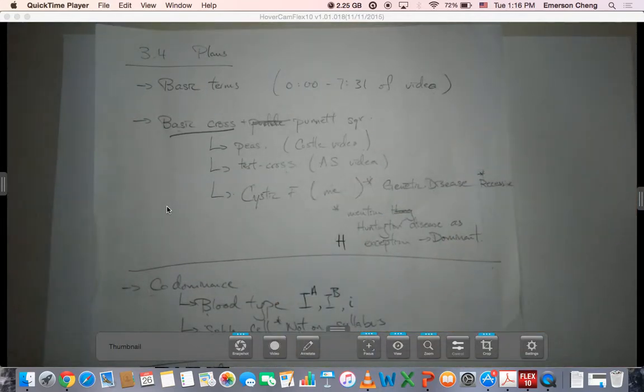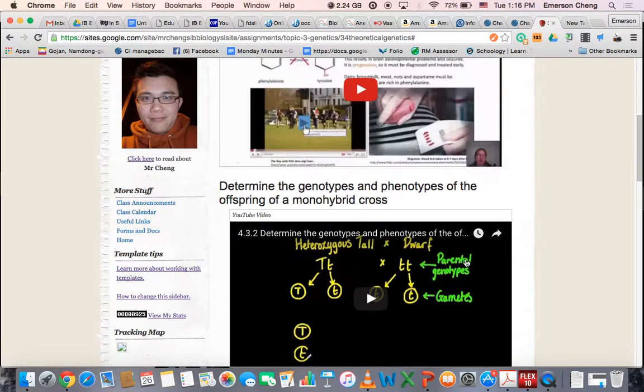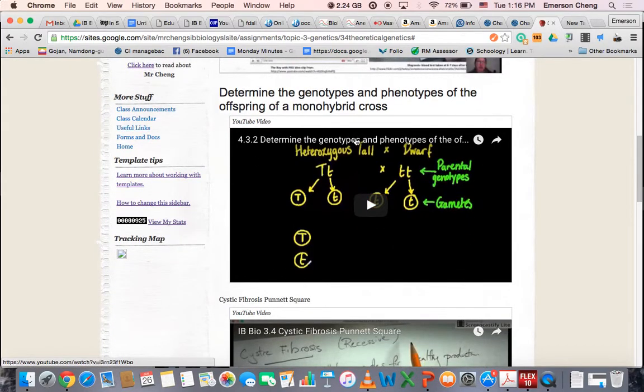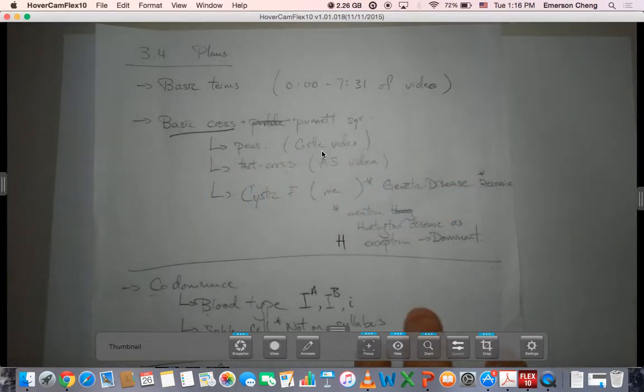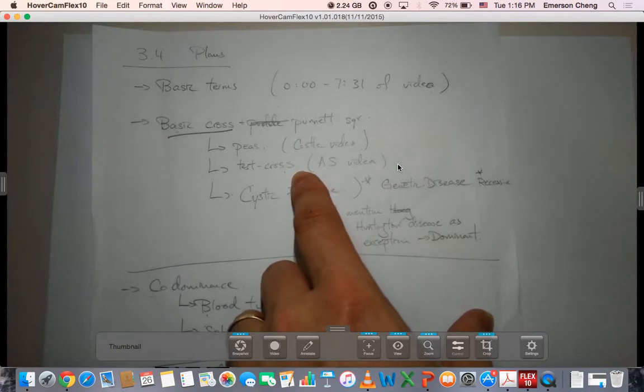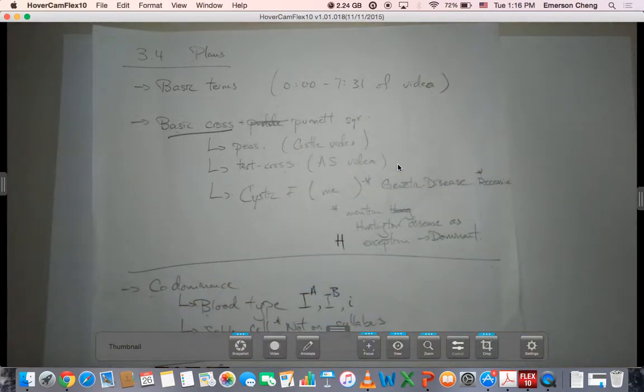Now, in the class website, there are examples of the pea plants cross. This is part of the syllabus. You do need to know the pea plant cross is an example. You have the test cross. The idea of test crossing is basically you have an individual which you're not sure which genotype they have. So to find out, you cross that with someone with a homozygous recessive genotype.